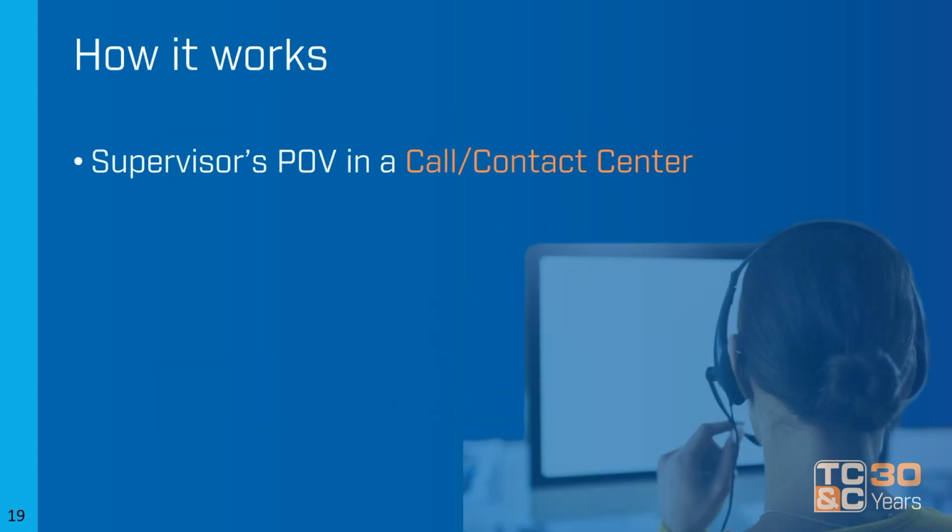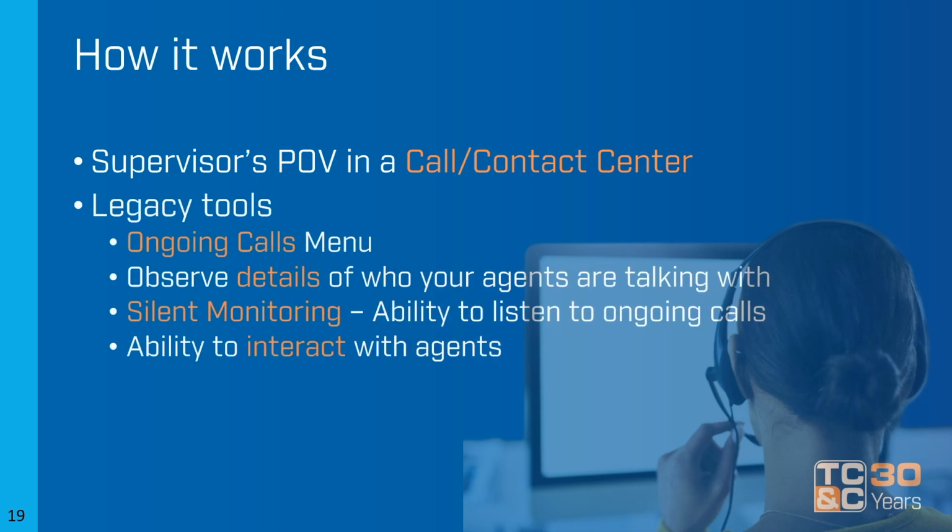In our next slide, we will show our solution in action, but first, let's paint a picture for context. Imagine you're a call or contact center supervisor and you're browsing the ongoing calls menu of our CARIN system. You can check out details regarding current calls, such as which agent is on the phone, what number the customer is calling from, and how long the conversation has been going on.